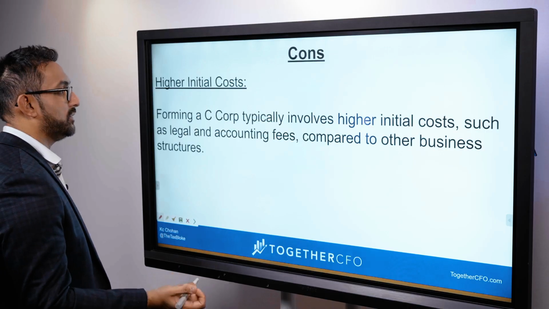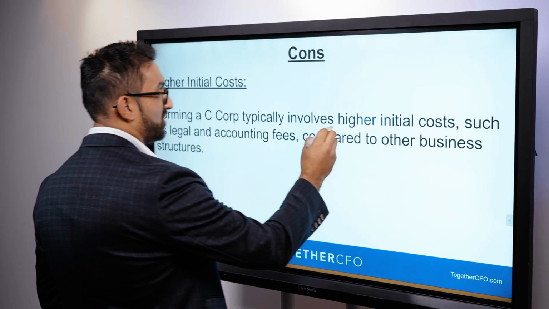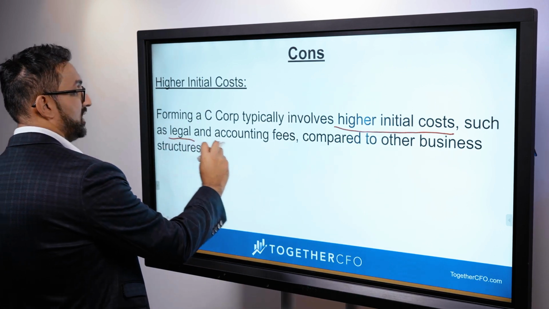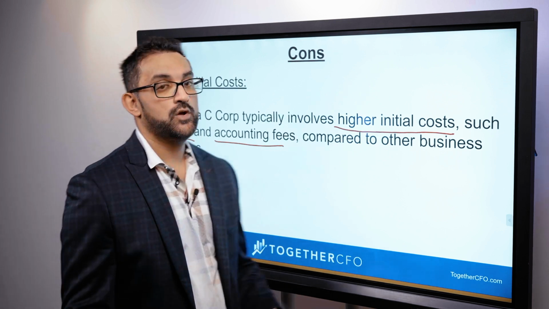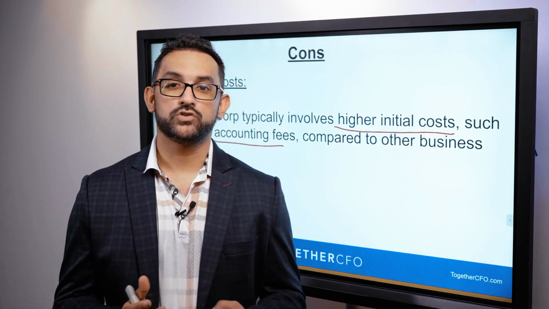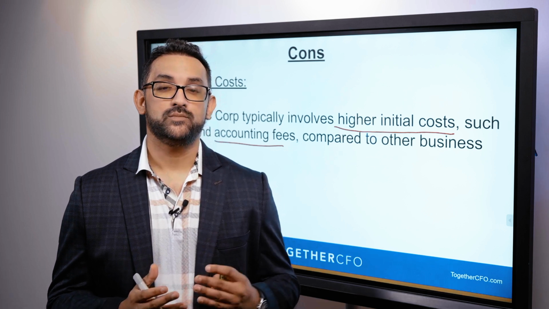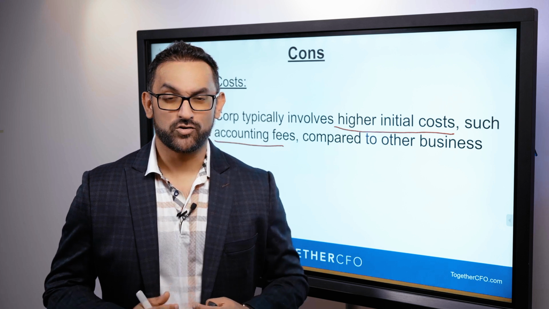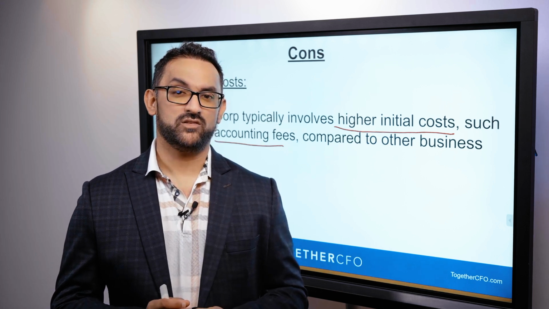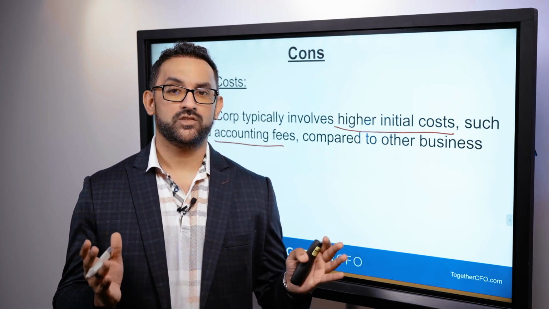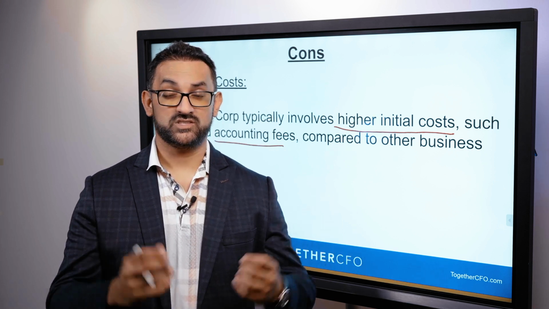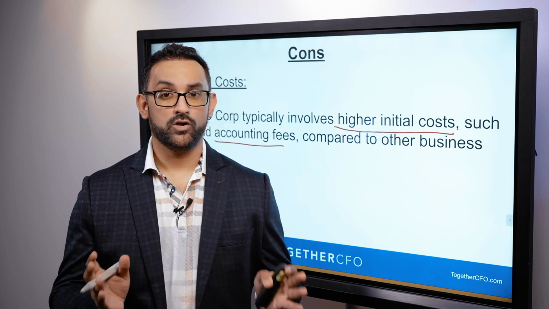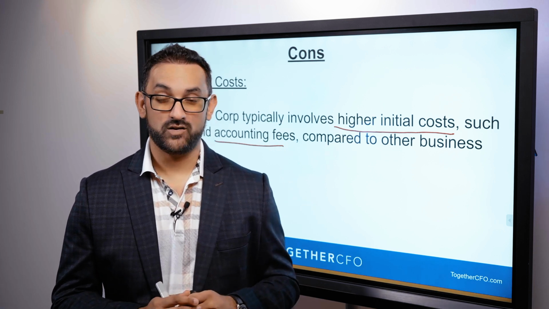So forming a C Corp typically involves higher initial costs, as we explained, and then you've got to factor in legal and accounting fees as well, because when you're setting up a C Corp, usually you're going to be raising capital. That then means you need additional legal documents like shareholder agreements, whether it's preferred stock, whether it's common stock, or whether it's just a SAFE note. There's so many different things you could do, all need legal advice. And legal advice is very, very expensive.